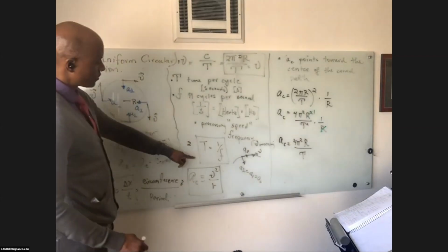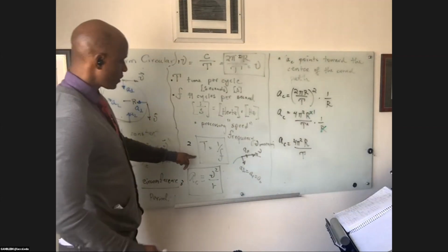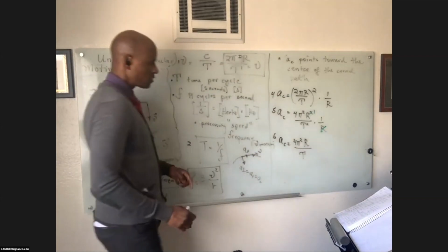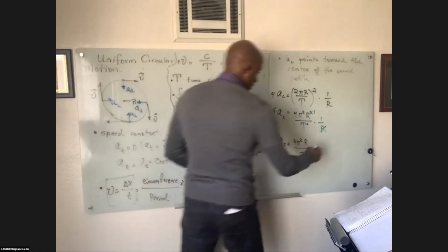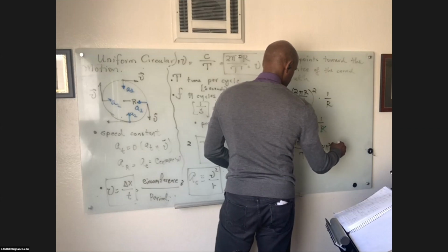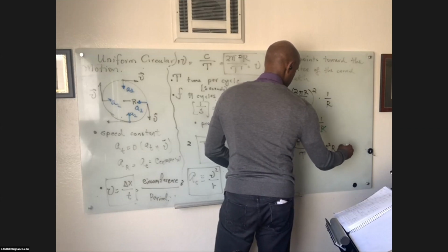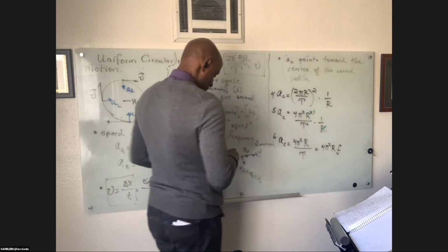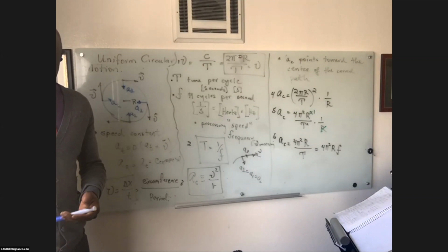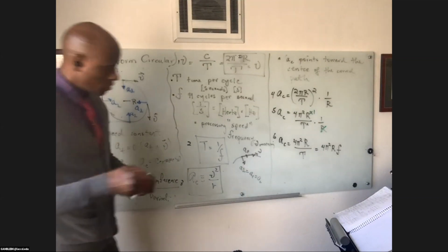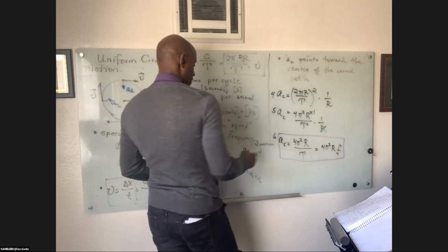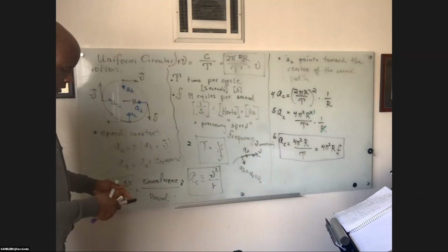Or you could write the period in terms of frequency and substitute equation 2 into equation 6. Substituting equation 2 into 6, the centripetal acceleration is also equal to 4 pi squared r times the frequency squared. So these equations here are also valid. This one is equation 4, centripetal acceleration as well. So that's it. That's quick.